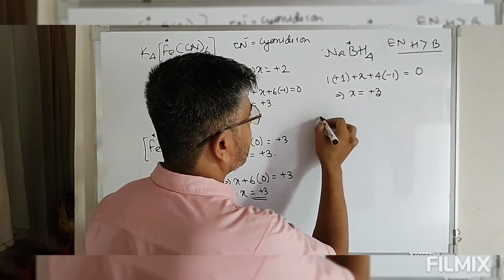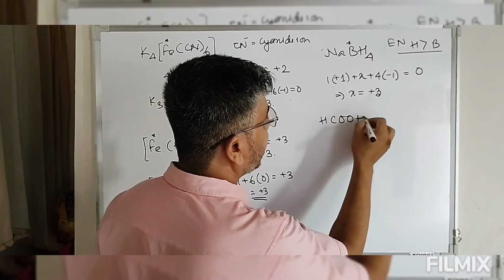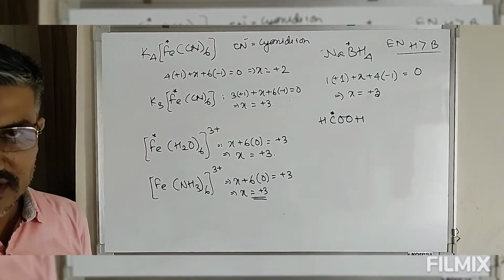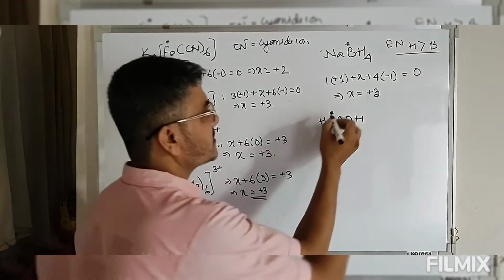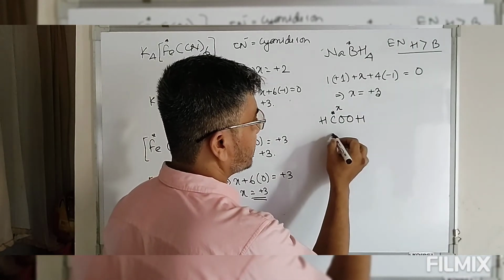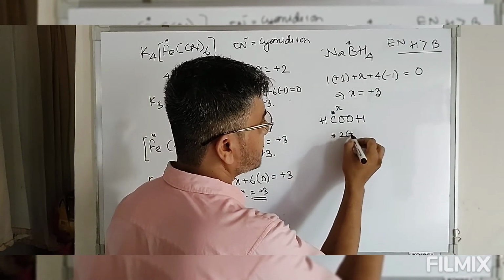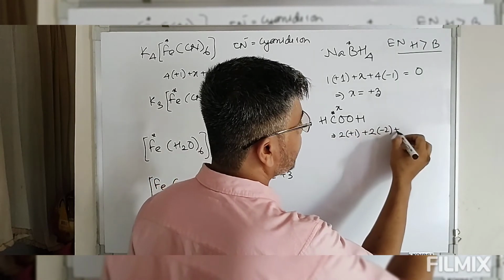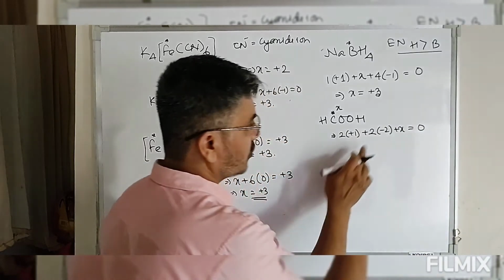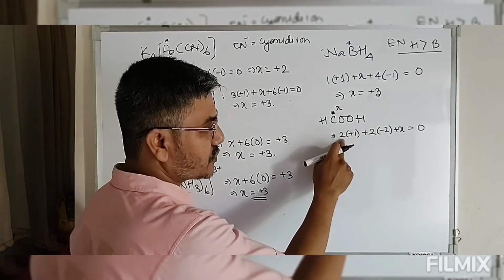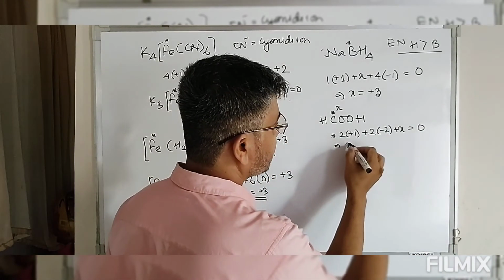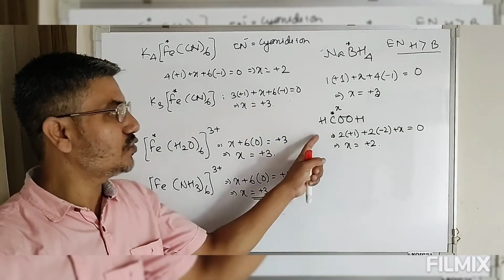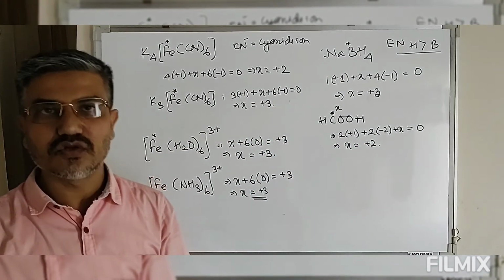Let's take this case, HCOOH. We have to find the oxidation state of carbon here. Let's suppose this is X. Then we have 2 hydrogen, plus 1. We have 2 oxygen, minus 2, plus X is equal to 0. So look at this, we have minus 4 plus 2, so minus 2. Therefore X is equal to plus 2. The oxidation state of carbon in HCOOH is plus 2.